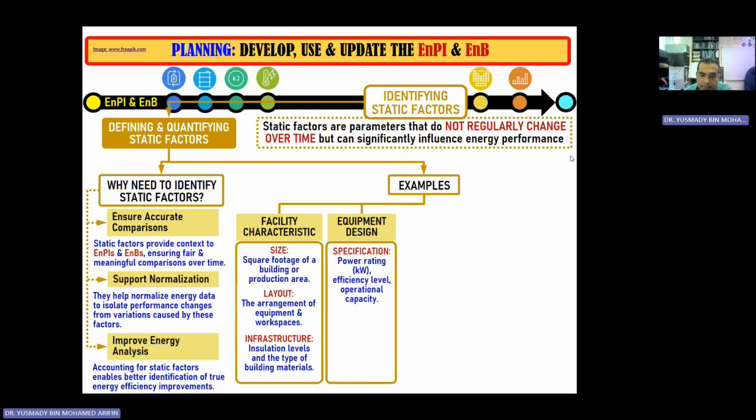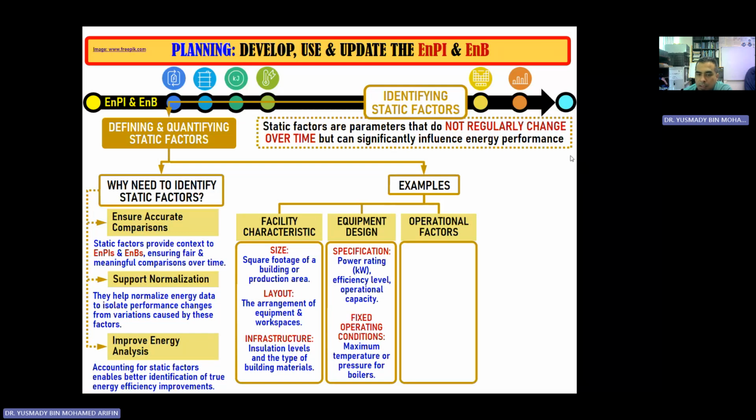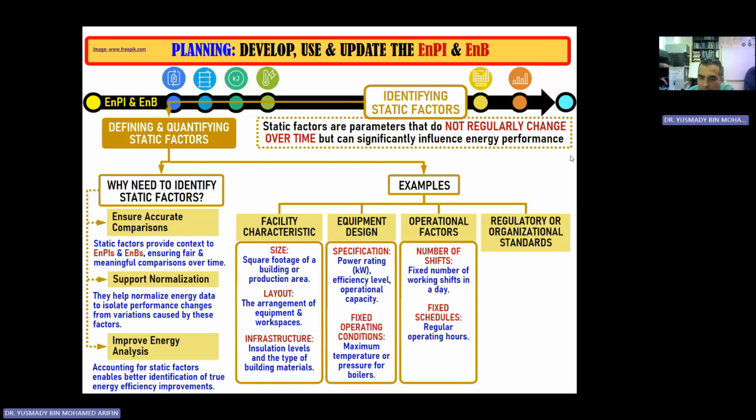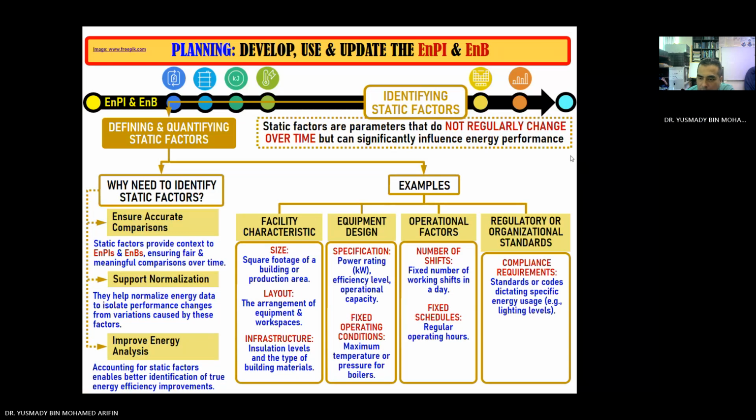Based on the equipment design, we have specification. So these are fixed factors such as power rating, kilowatt, efficiency level, operational capacity. Fixed operating conditions such as maximum temperature or pressure for the boiler. Under operational factors, static factors for the operation, such as number of shifts, a fixed number of working shifts in a day, fixed schedule, regular operating hours, and under regulatory or organizational standards, we have compliance requirements such as standards or codes dictating specific energy use, and also business policies, standards or codes dictating specific energy use. So these are examples of the static factors.